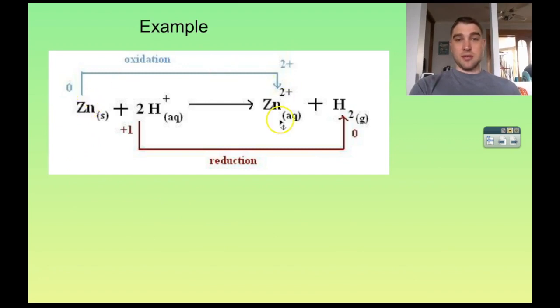The zinc is losing electrons to produce zinc ions. So it is being oxidized. Because it is being oxidized, it is causing the reduction of the hydrogen ions. So the zinc is the reductant here in this reaction.